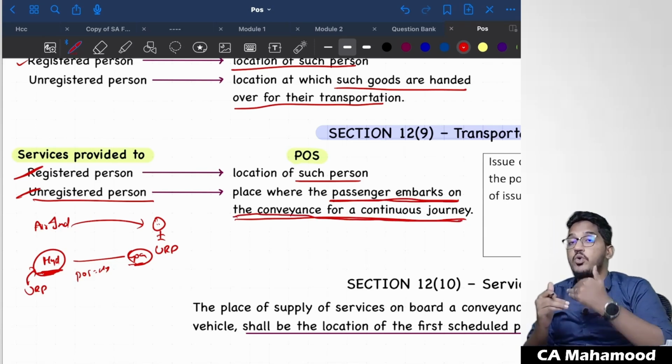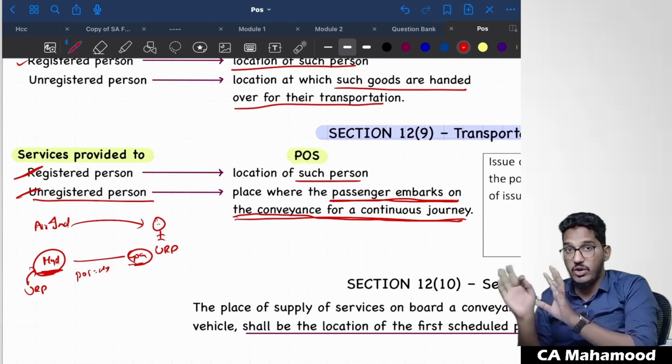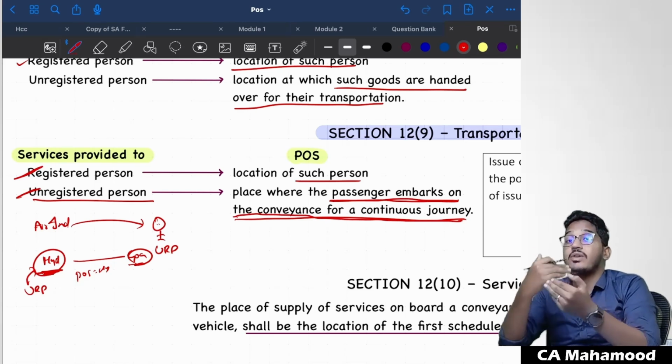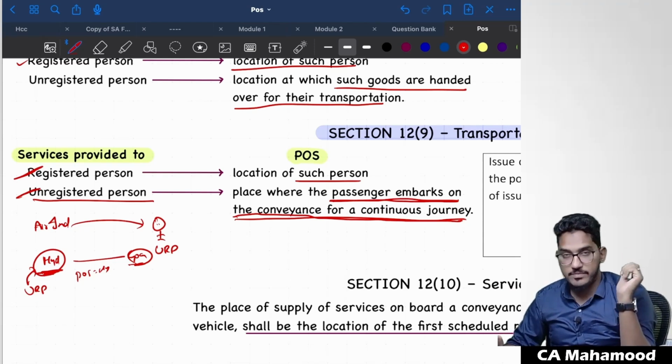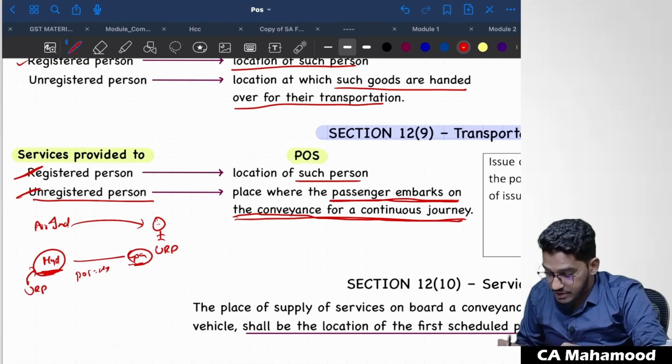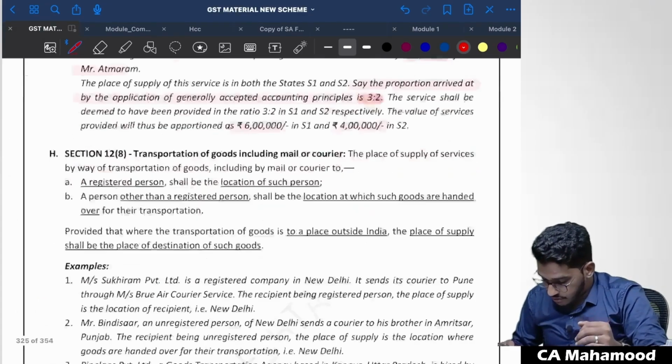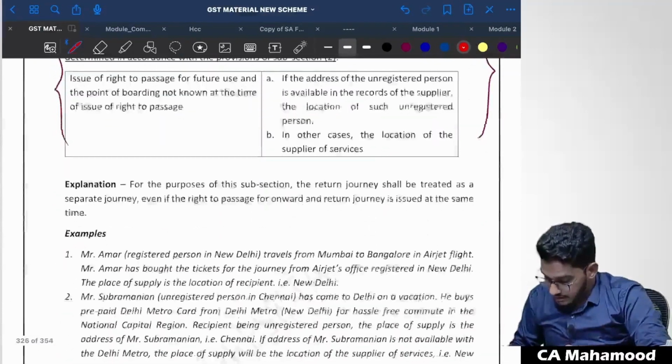Nothing but wherever you are boarding that conveyance, that will be the place of supply. Not your destination where you have to go, but where you are embarking, where you are boarding that conveyance, that will be the place of supply. Able to understand? But here there is one important thing I wanted to bring to your attention.